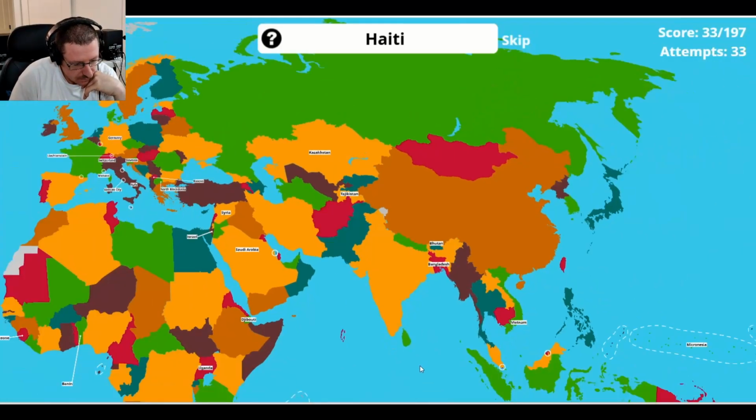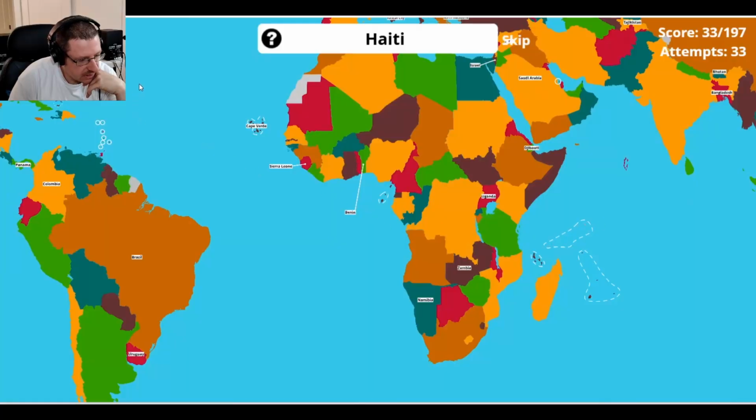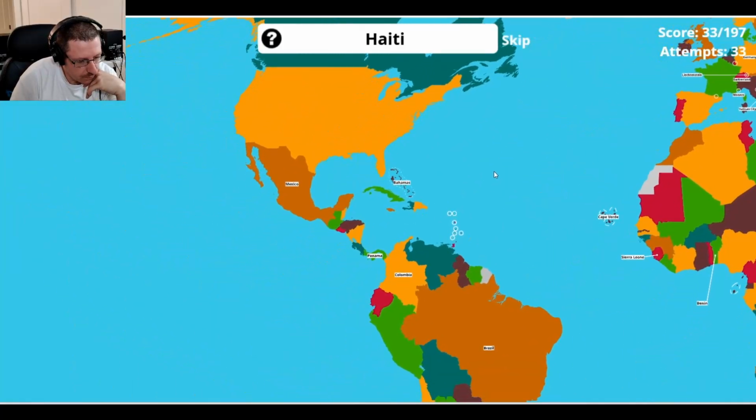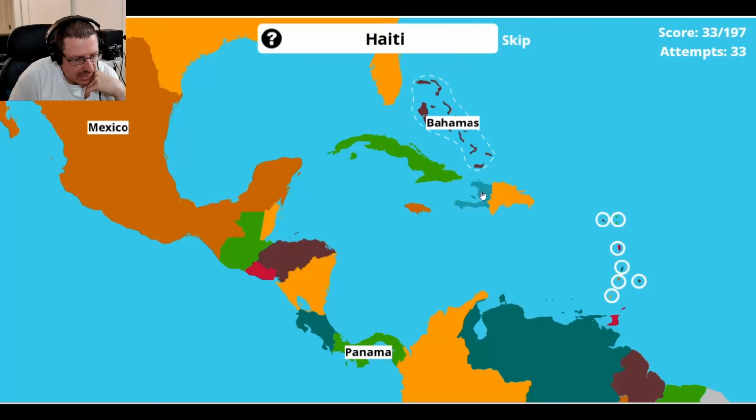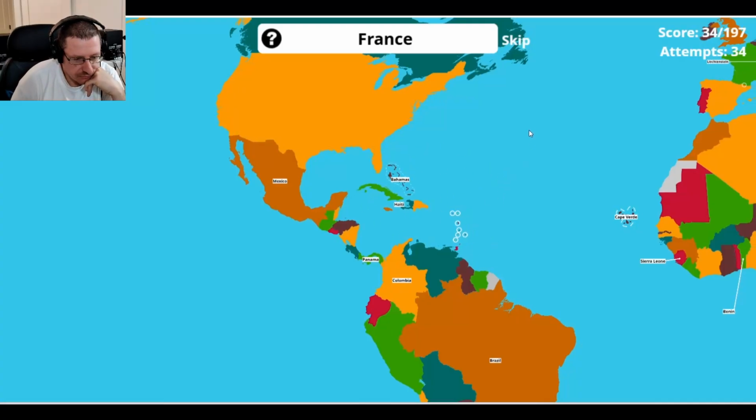Haiti. Haiti is right over here, near South America. It's like this little bone thing. It's called the Land of the Mountains, and it's the most mountainous region in the Caribbean. So this is the Caribbean right here. If we zoom out, here's South America, here's the United States. The Caribbean is considered right here, this little group of islands.